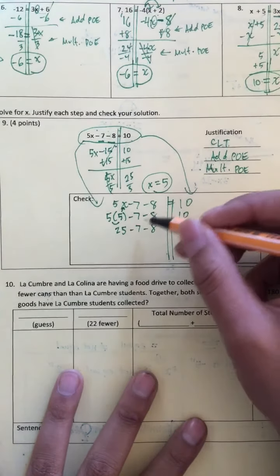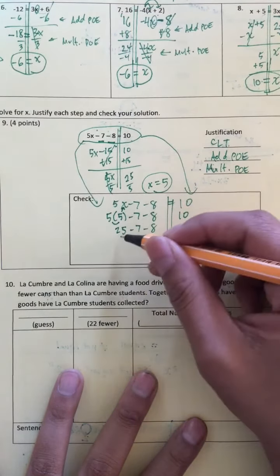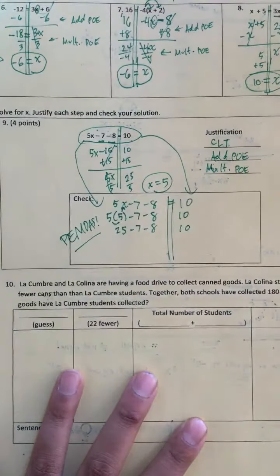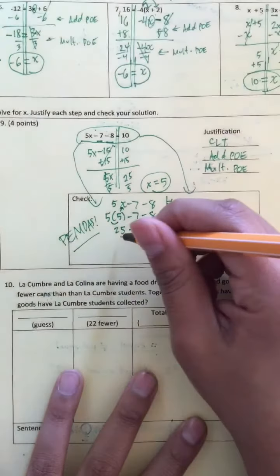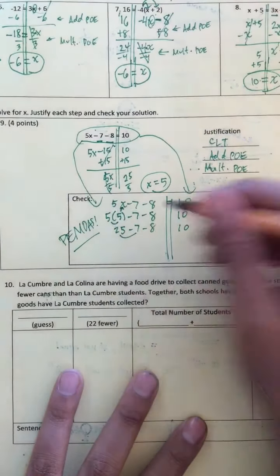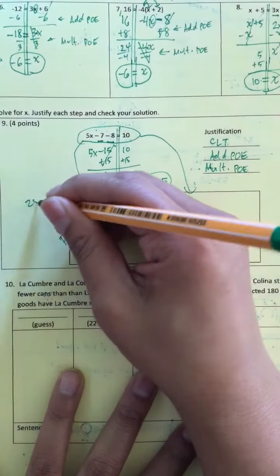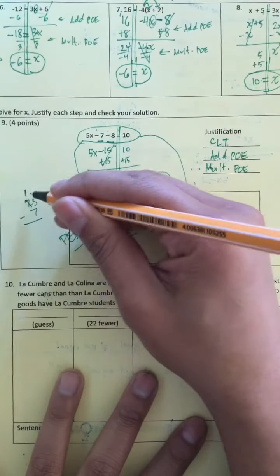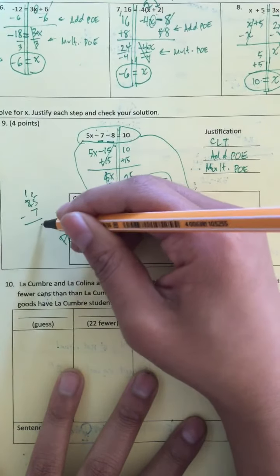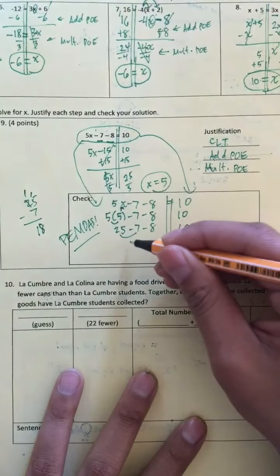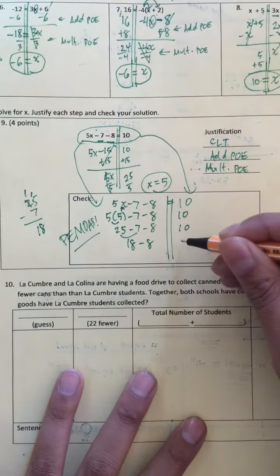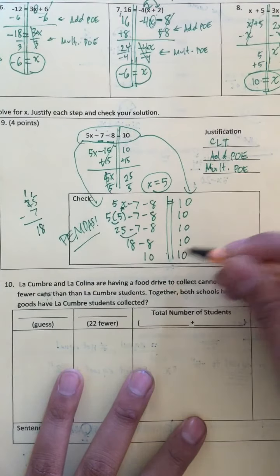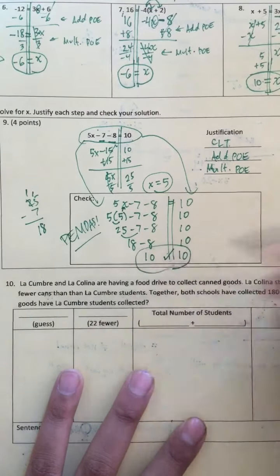A lot of you will be tempted to combine these first, but remember you're supposed to go left to right because this whole thing is called PEMDAS. So we have to make sure we do things in the right order. Okay, 25 minus 7. Well, 5 can't subtract 7. Borrow, 15 minus 7 is 8 and 1. So that's 18 minus 8. Bring down that 10. 18 minus 8 is 10. And 10 equals 10. So we did it right. And that's how you check.